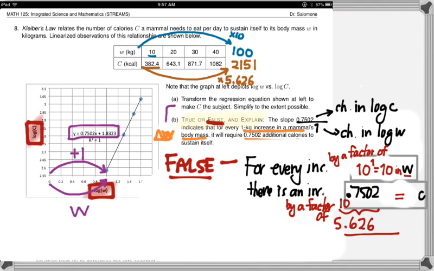Okay, 2,151. So again, what the slope is telling us is how these changes relate to one another in this relationship. And both of these changes are multiplication changes, multiplicative changes, because our linear relationship was found on a log scale.